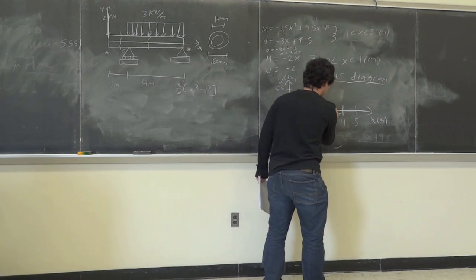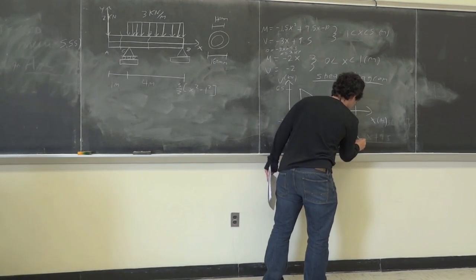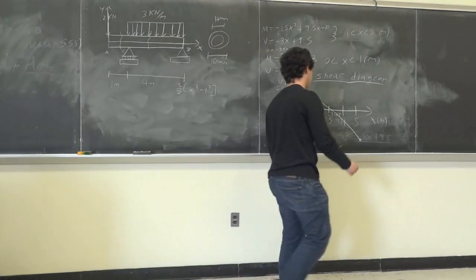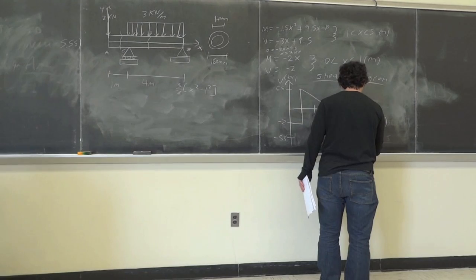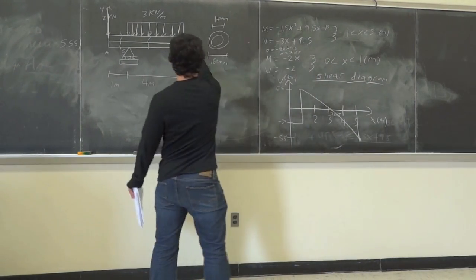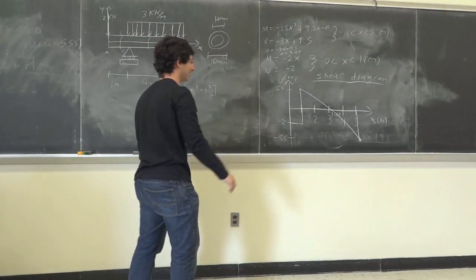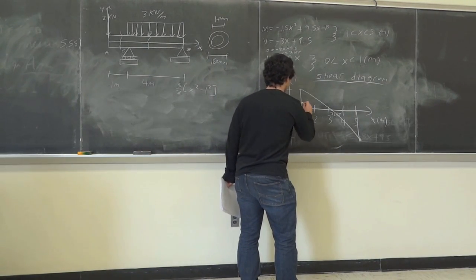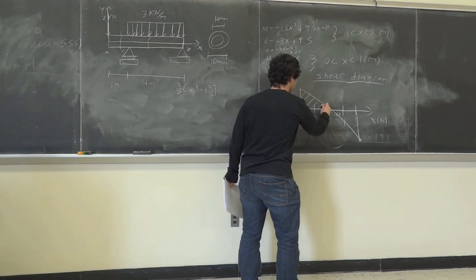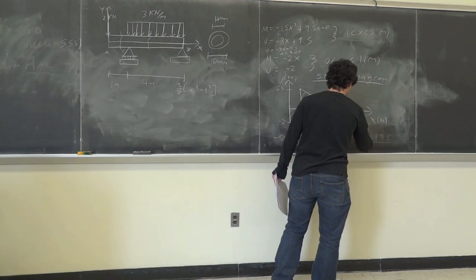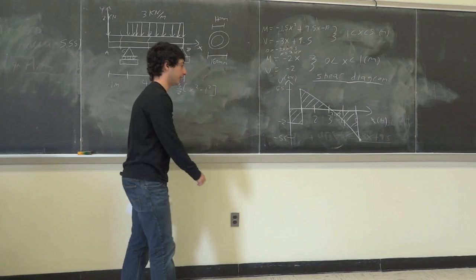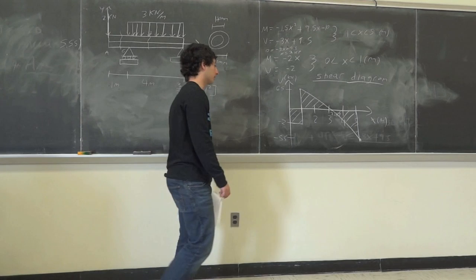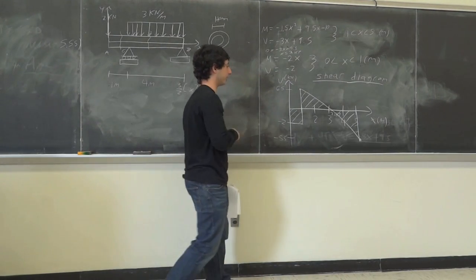So you get a line like this. And what happens after 5? The shear force is 0, so it goes back up to 0, because there's nothing going on after this beam ends. So there's going to be no shear force. So this is what the shear diagram looks like. That could be like 10 points on your exam or something, I think. So this is important to draw it right.